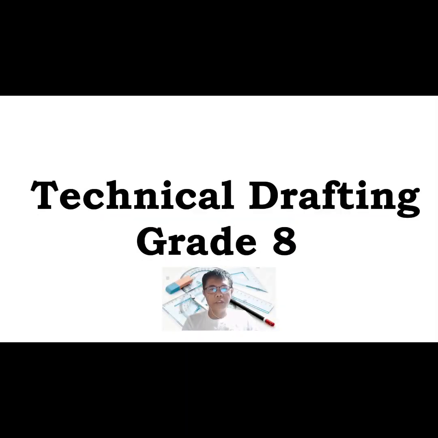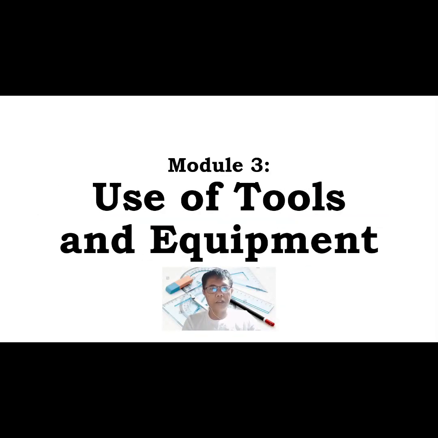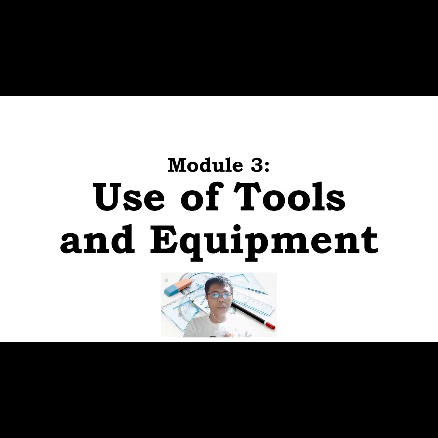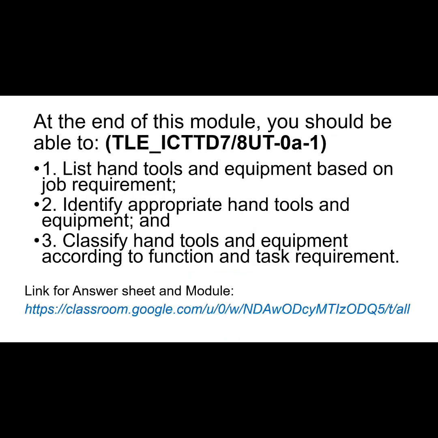Everyone, we will take today Technical Drafting Grade 8, Use of Hand Tools and Equipment. At the end of this lesson, you should be able to: number 1, list hand tools and equipment based on job requirement. Number 2, identify appropriate hand tools and equipment. And number 3, classify hand tools and equipment according to function and task requirement. Link for module and answer sheet are shown below.